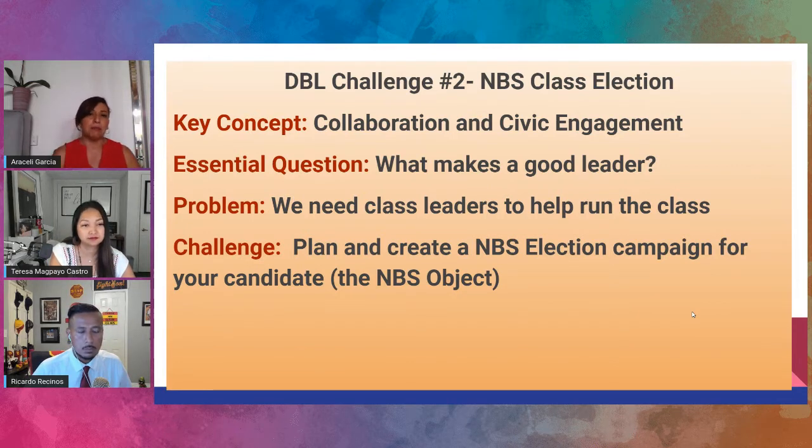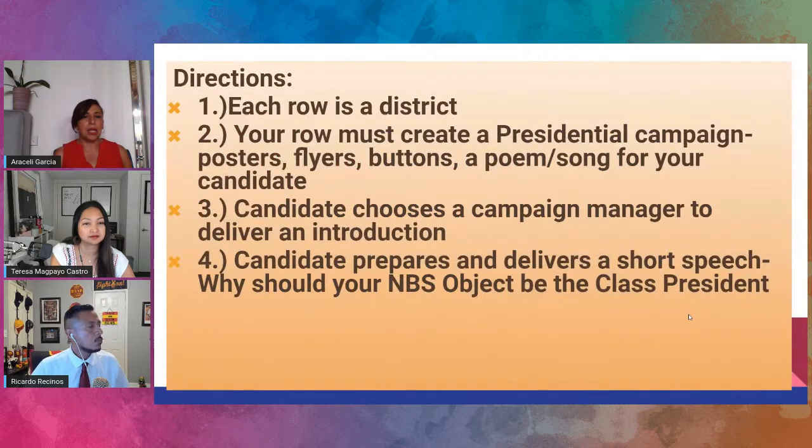So take a look at this one. So we're going to work on collaboration and civic engagement. My big question, essential question, what does make a good leader? So what I'm going to have my students do, and I believe it's on the next slide there, is I have my students in rows. They're all going to go outside. I usually send them outside or into the classroom. They're going to now form a district. So each row is now a district, and their job is to choose one of their objects. They're all going to persuade each other which object makes the best leader.